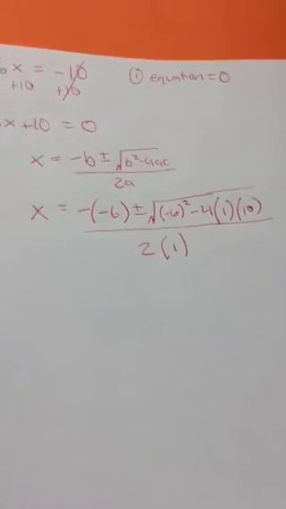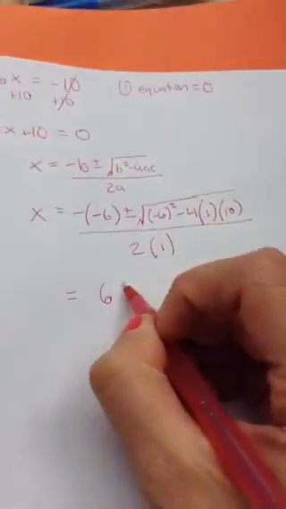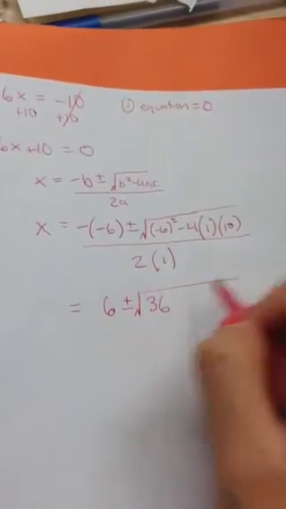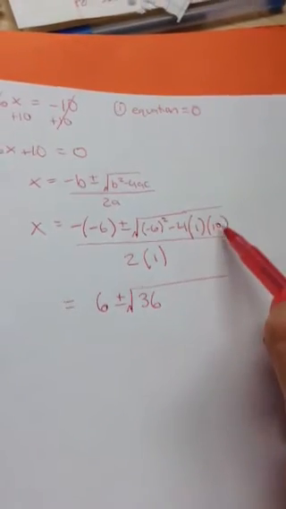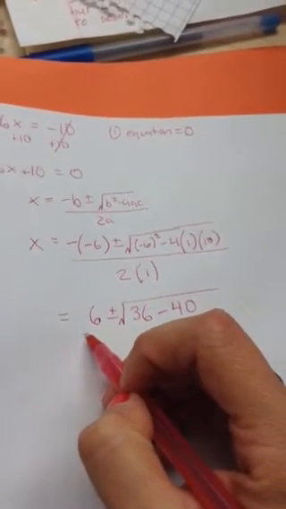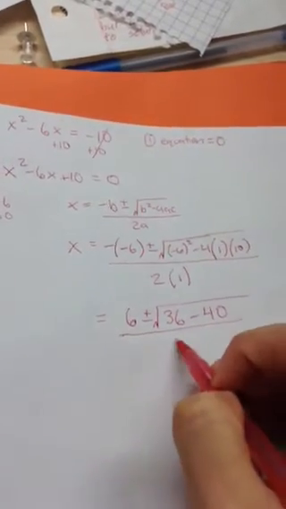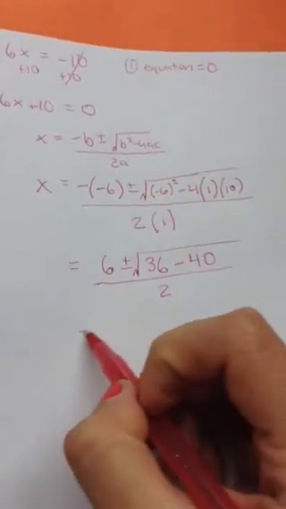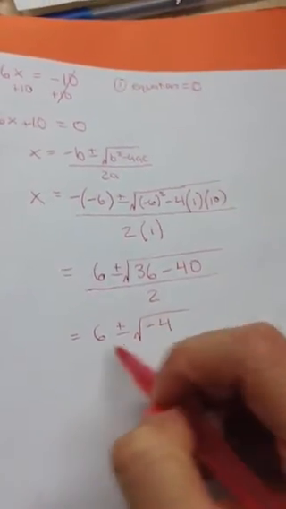So now this is going to be a positive 6. Negative 6 times negative 6 gives me a positive 36. Negative 4 times 1 is negative 4. Negative 4 times 10 is minus 40. And divide by 2. Now I'm going to take the difference of these two numbers, but the bigger number is negative, so my answer is going to be negative. So this is negative 4.